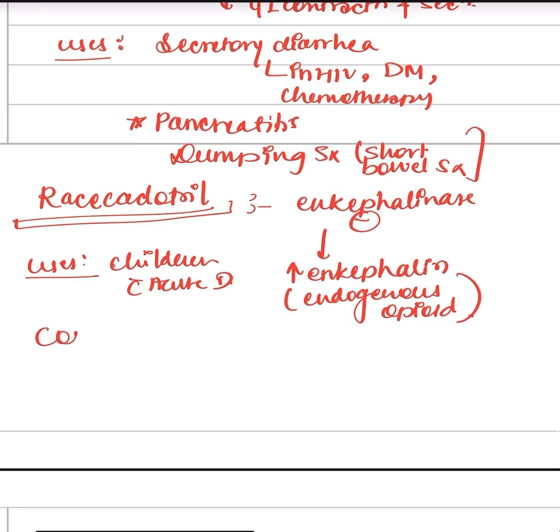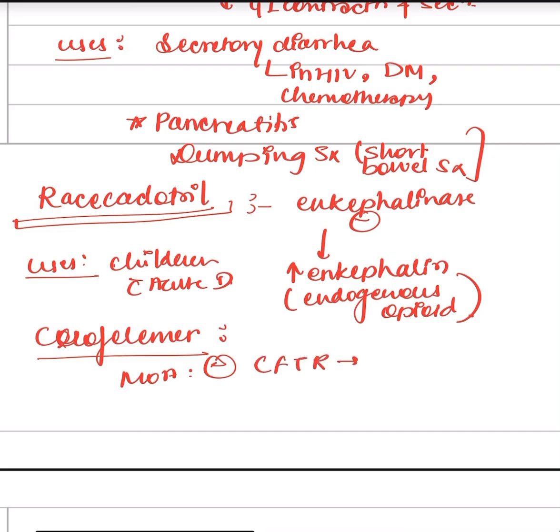Next we can use crofelemer. The mechanism of action is that it inhibits the CFTR channel, which will decrease chloride and water, and it is used for HIV associated diarrhea.